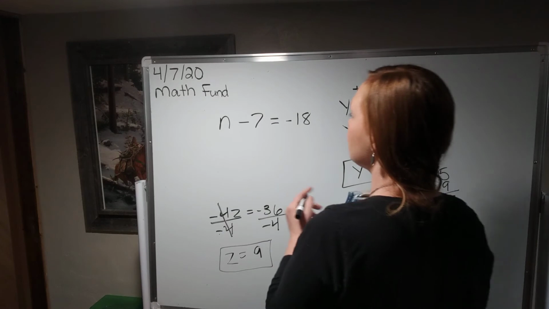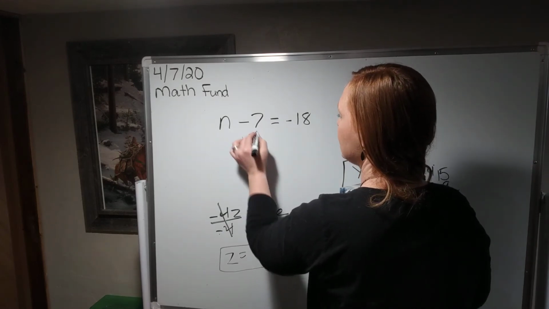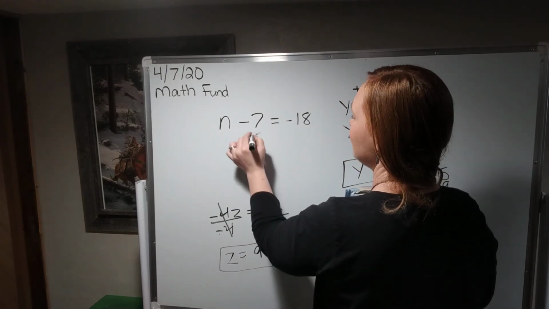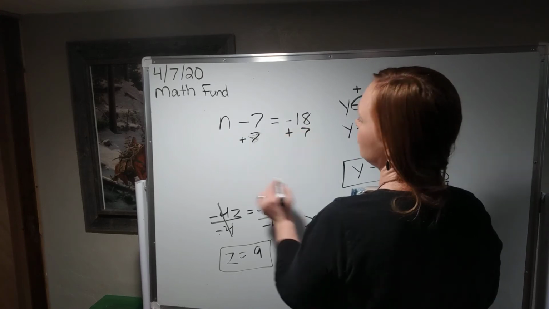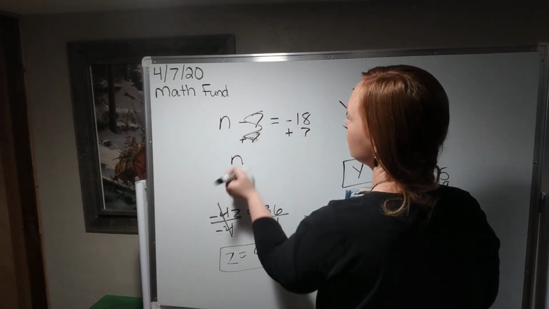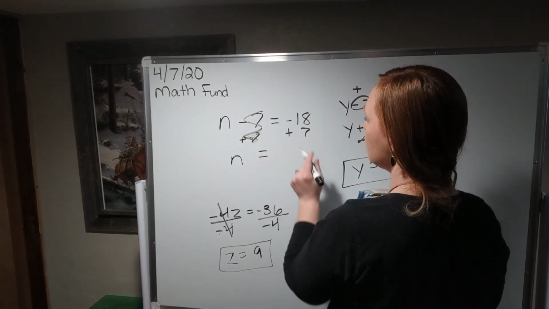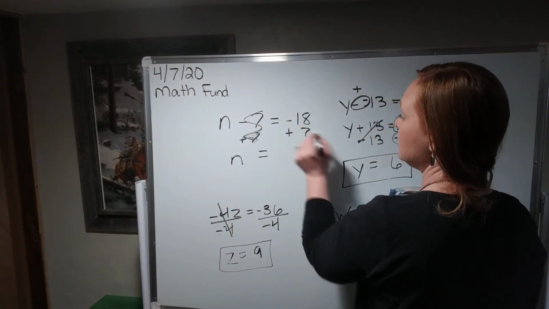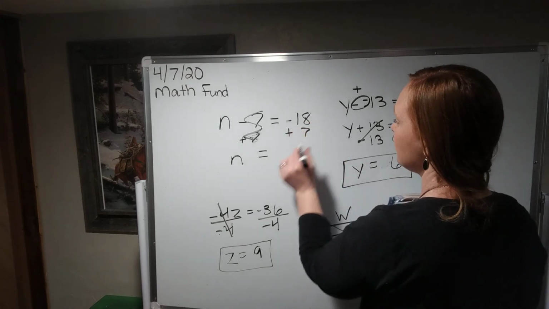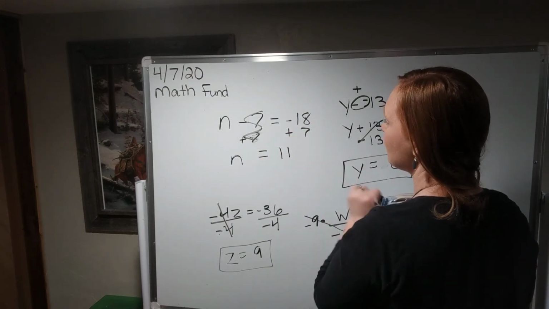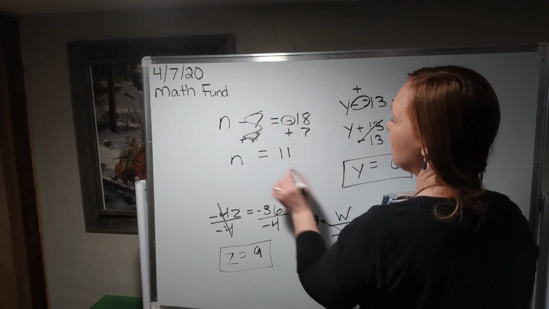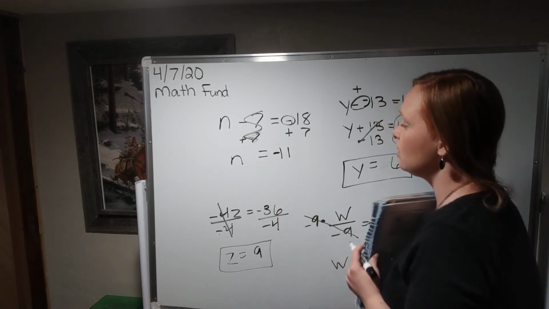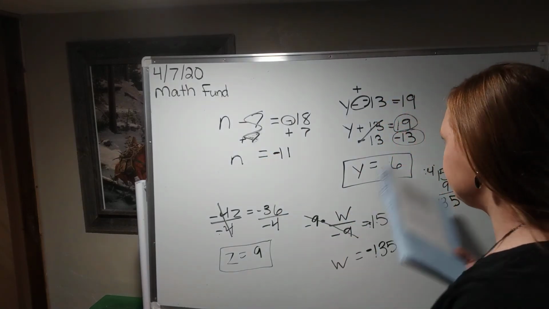And of course we can solve this from here. We're going to add 7 to both sides. Okay, and these cancel. So I get n equals, I have a positive and negative, I'm combining them, so I have to say 18 minus 7 is 11, we're going to keep the sign of the bigger number, so n equals negative 11.